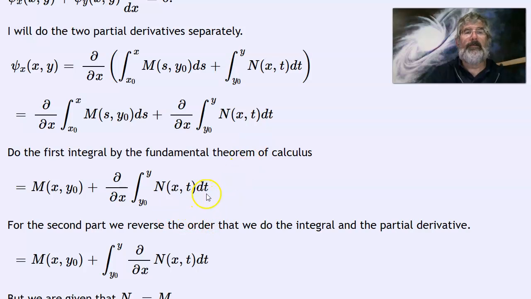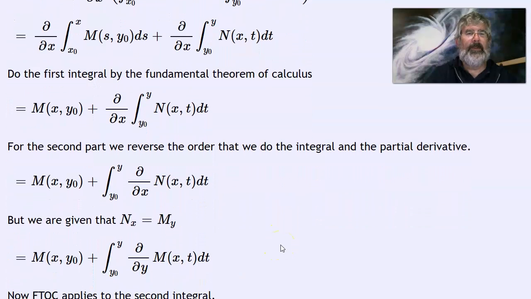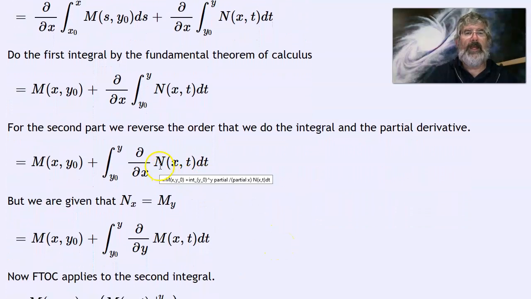So we're integrating with respect to t, but we're differentiating with respect to x. You can do that in either order. So what I did from here to here is just switch the order of the integral and the derivative. Now I have the partial of N with respect to x. But I know from above that the partial of N with respect to x is equal to the partial of M with respect to y. So I'm going to replace this N_x(x,t) by M_y(x,t), because those are equal to each other.